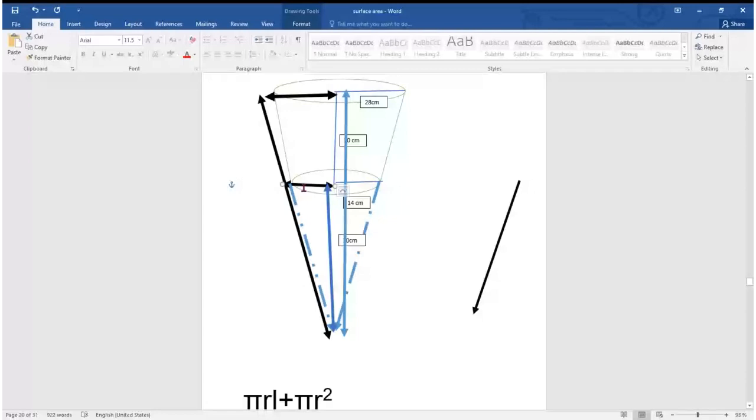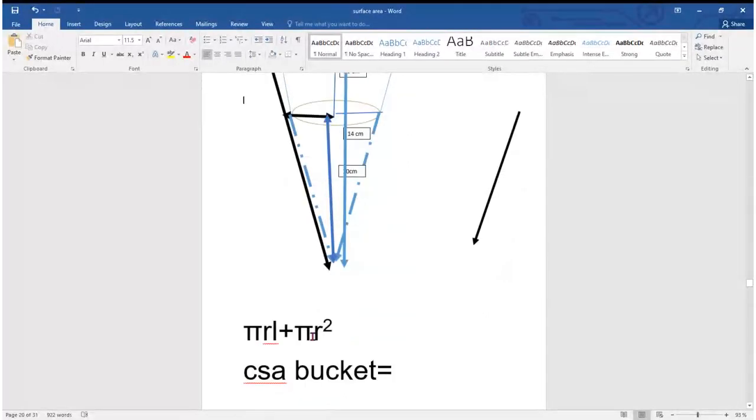So as you can see now, at the bottom here we have a right angled triangle. Now since we have the height of a small cone and the height of a big cone, we are going to have the radius of the big cone and the radius of the small cone. But the slant height you're not going to have. So what we do is we calculate using Pythagoras theorem.